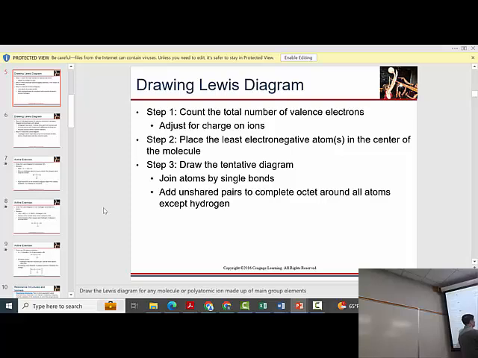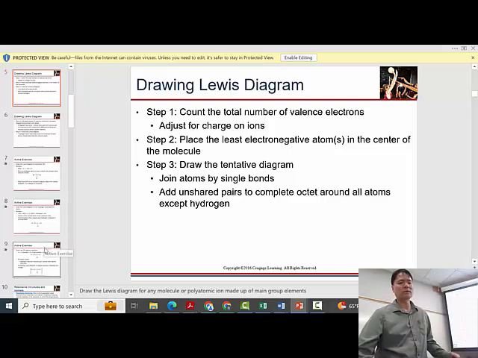Step 3, draw the tentative diagram, join atoms by single bonds. So this is for covalent, this is for molecules, this is not for ionic lattices. Step 3A, draw the tentative diagram, 3B, join them by single bonds, 3C, add unshared pairs to complete the octet around all atoms except hydrogen. Okay, what we do is we complete the octets to the outside, more electronegative elements first. And so complete the octets to the more electronegative elements first.